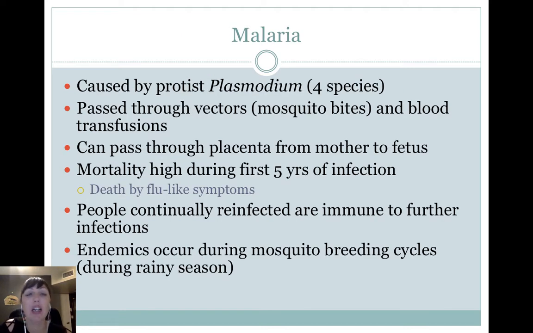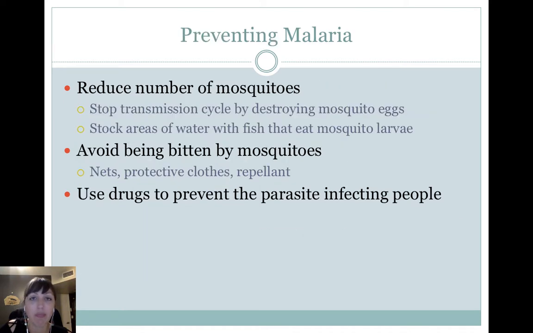Okay, malaria. Malaria is caused by the protist Plasmodium, and there are 4 known species. It's passed through vectors, mosquitoes, and blood transfusions. It can pass through the placenta from the mother to the fetus. Mortality is high during the first 5 years of infection. Most of the time you die from flu-like symptoms. People who are continually reinfected become immune to further infections. And epidemics occur during mosquito breeding cycles, so usually during rainy seasons.